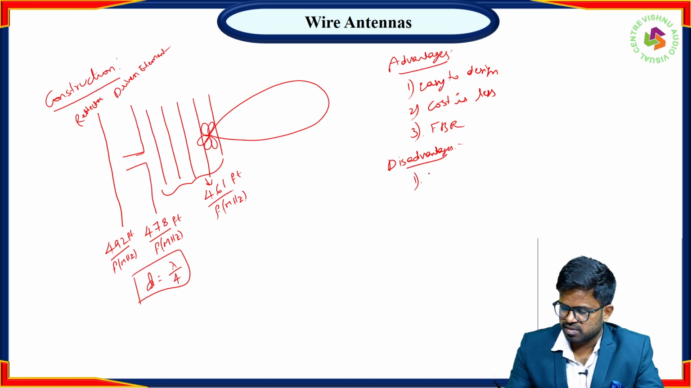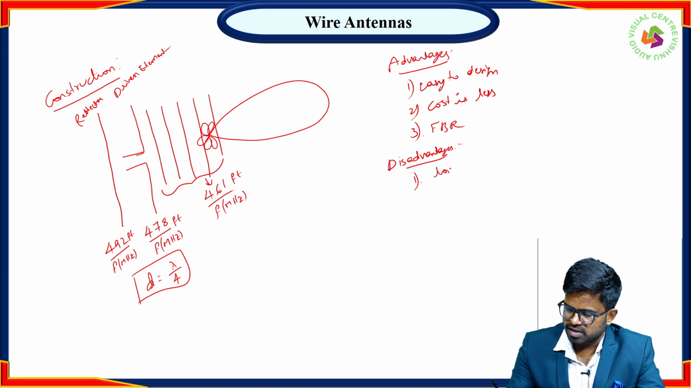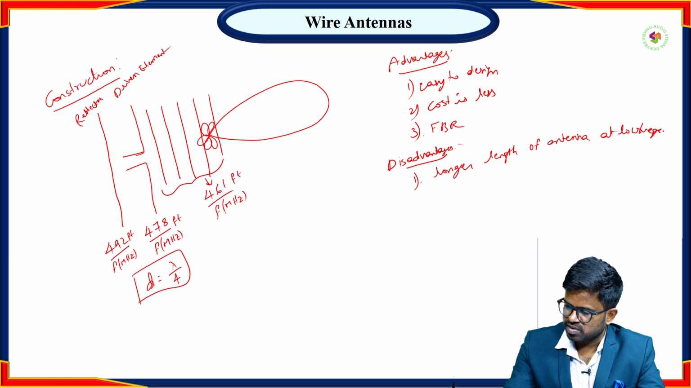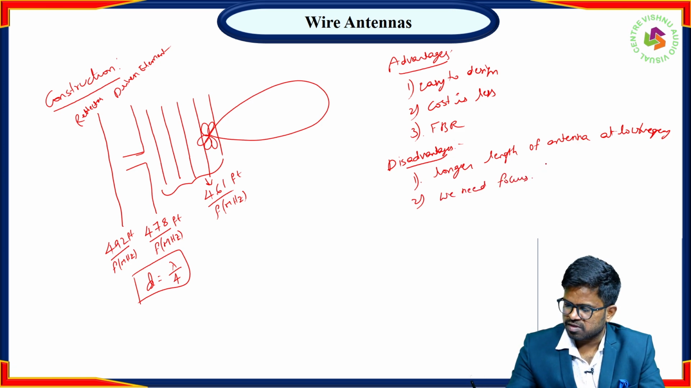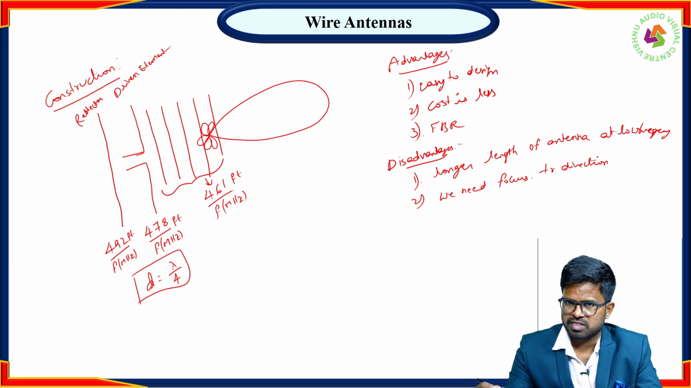For designing low frequencies, a longer length of antenna is required at low frequency. And the drawback is, because there is a narrow beam width, we need to focus in the transmitting direction. If the focusing is disturbed, then you will not receive any signal.